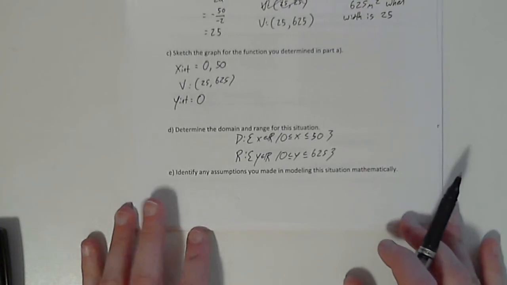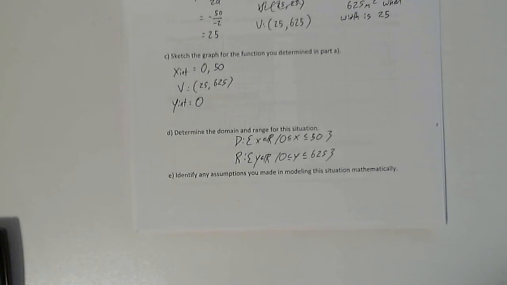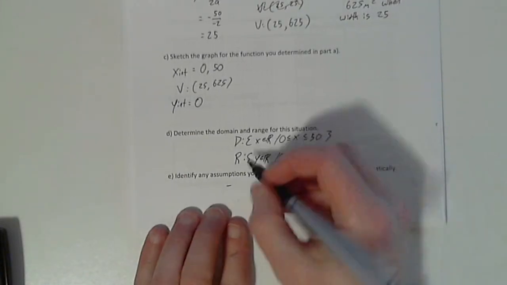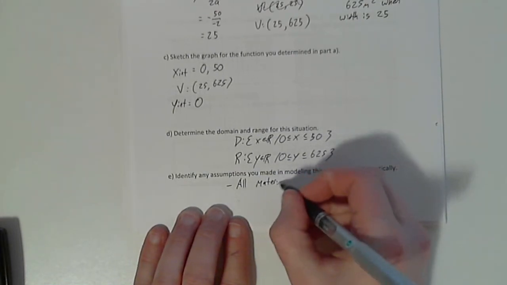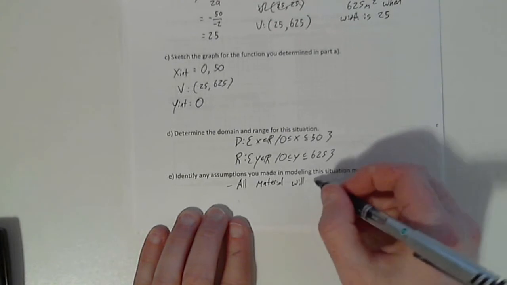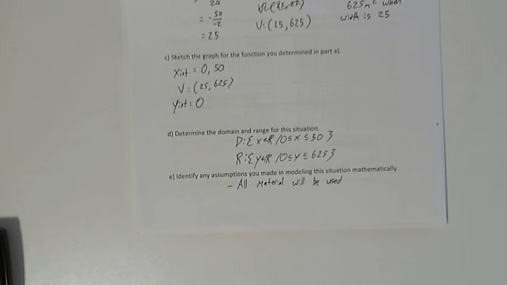Identify any assumptions you made while modeling this. What were our assumptions this time? These things there's no perfect answer for. You have to kind of figure it out as you go along. We did assume that all material will be used. We were not modeling any rectangles which did not involve a perimeter of 100. So if there was a good answer that didn't have a perimeter of 100, we wouldn't have found it.